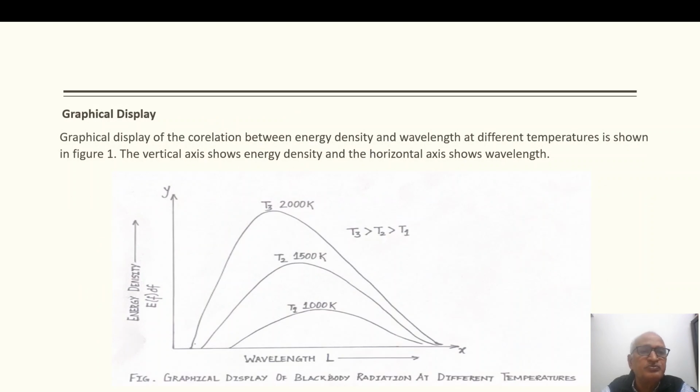Graphical display. Here, an idealized graphical display is given. The y-axis shows energy density, the x-axis shows wavelength. Three different temperatures are shown. Two noteworthy points are: as the temperature is raised, the peak moves towards shorter wavelength, and secondly, there is a whole range of frequencies coming out of the black body.